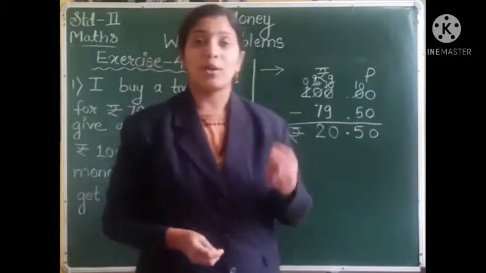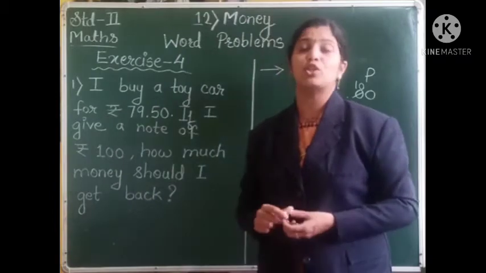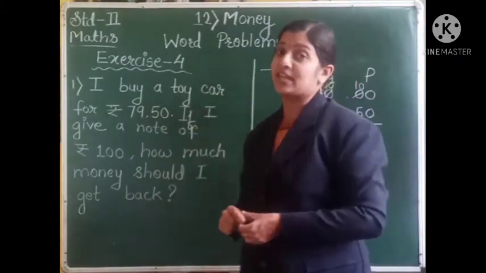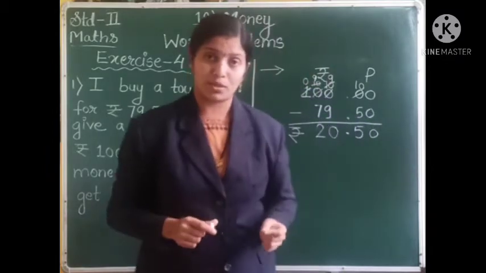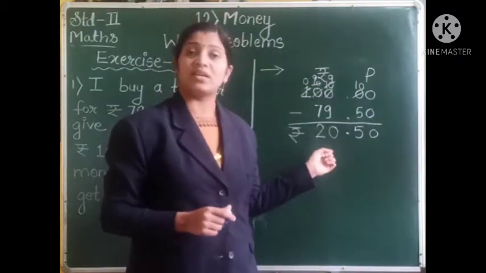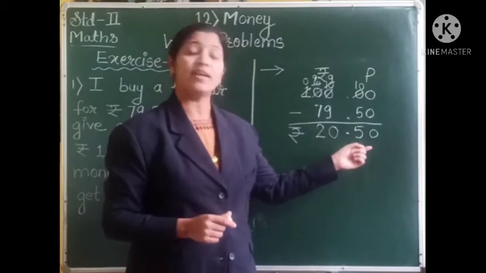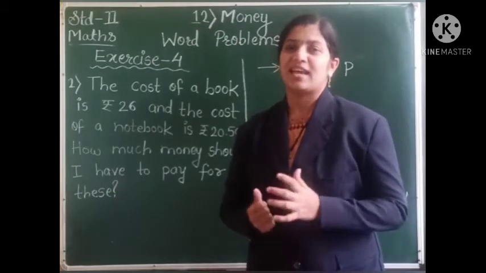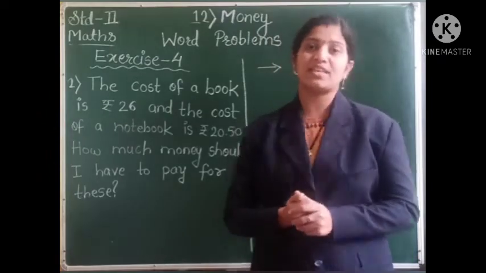So the boy bought a toy car which is of rupees 79.50 paise, and he gave a 100 rupee note to the shopkeeper, and so the shopkeeper returned him rupees 20.50 paise. Now let us see example number 2 from exercise number 4.